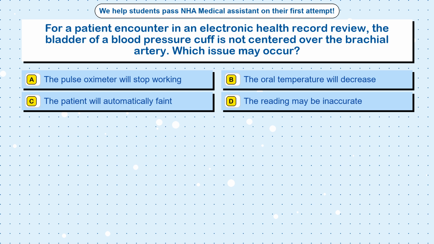Question 34. For a patient encounter in an electronic health record review, the bladder of a blood pressure cuff is not centered over the brachial artery. Which issue may occur? Option A, the pulse oximeter will stop working. Option B, the oral temperature will decrease. Option C, the patient will automatically faint. Option D, the reading may be inaccurate.